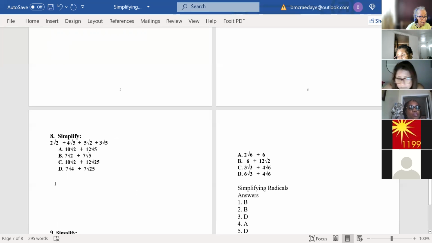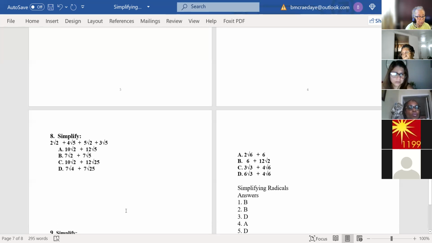Seven. Would it be C? You're adding your coefficients. 2 is a coefficient, 4 is a coefficient, 5 is a coefficient, 3 is a coefficient. But you can only add the coefficients with the same radicand. In other words, all the square root of 2's could be added, all of the square root of 5's could be added. So what is your answer?